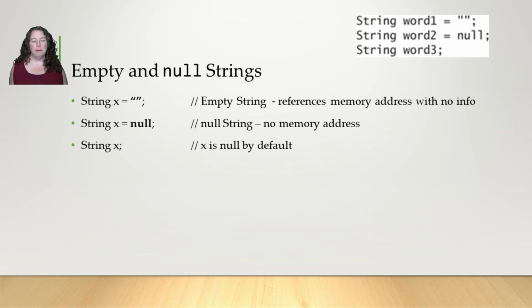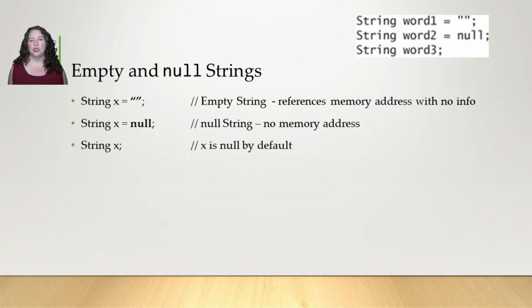Sometimes you have empty strings. This references a memory address that has no data in it. So it still has a memory address, it's still stored in memory. There's a location, it's just empty. It has nothing in it. There are no actual values inside of it, but it is still pointing to that address. A string equal to null has no memory address. Null does not refer to a memory address. Those are two different values.